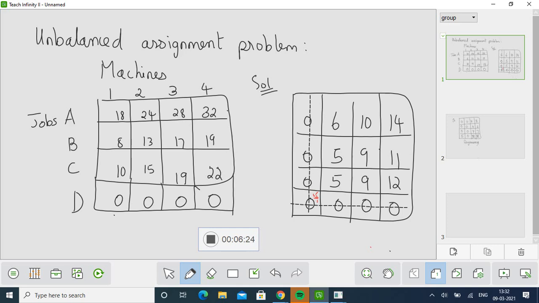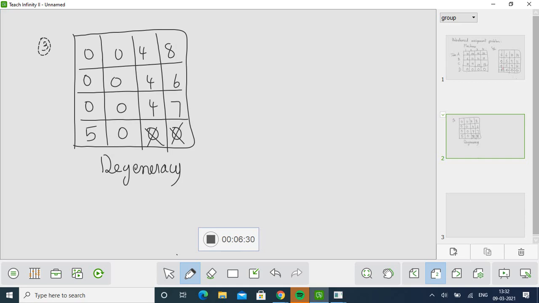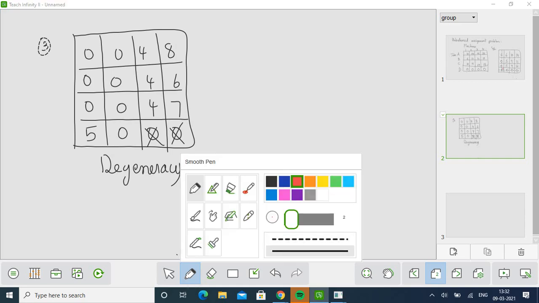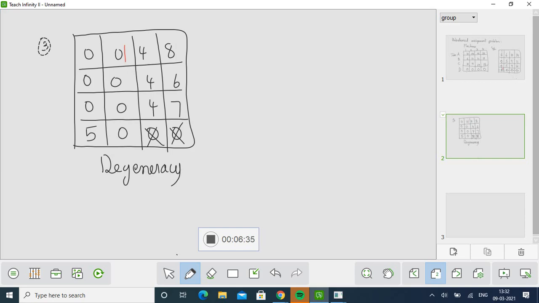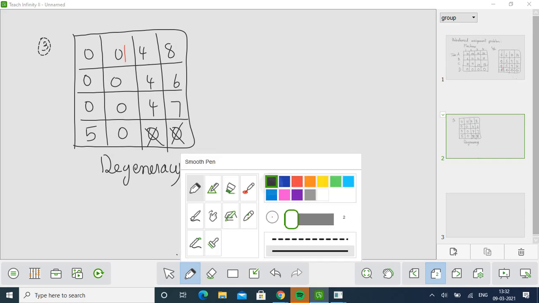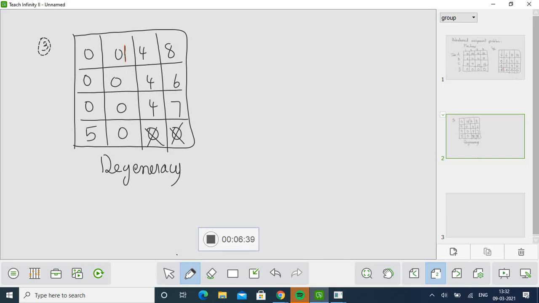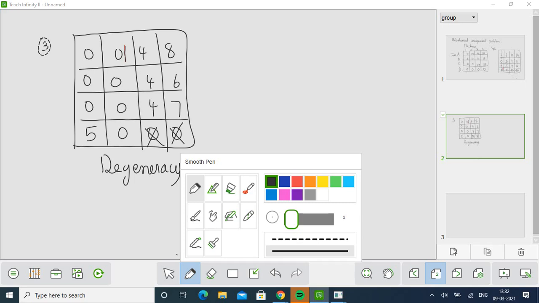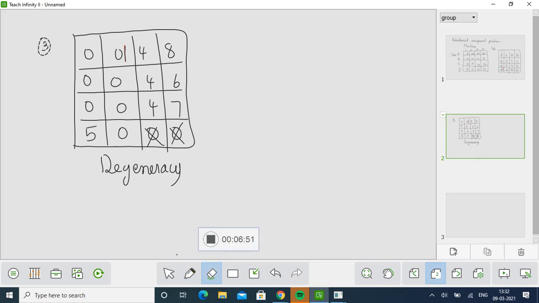Okay, then first row. 6 minus 5 is 1. In the next table, it will be 6 minus 5, zero. The first row, third column is 5. 10 minus 5 is 5. Wait, I think I have looked into some other table. Just a minute. Sorry.